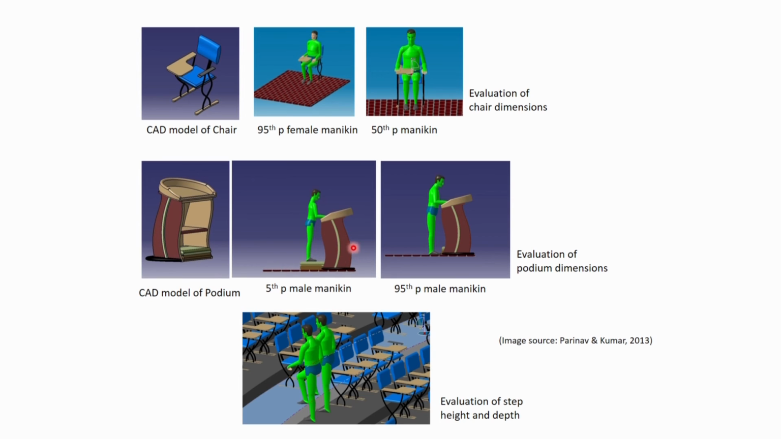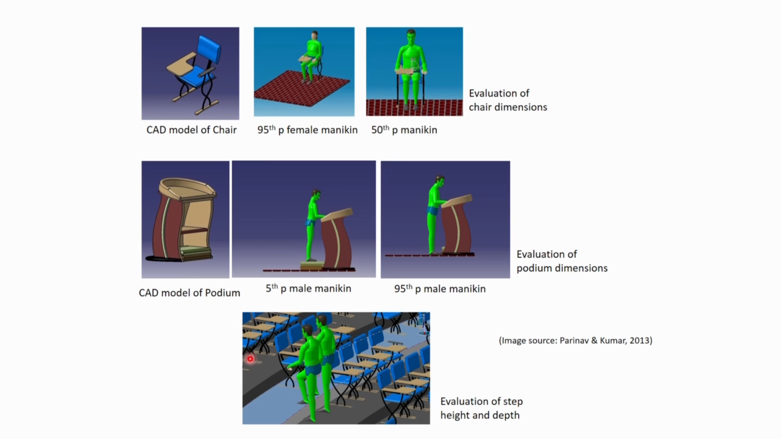For the 5th percentile model, as shown here, the 5th percentile mannequin or 5th percentile people can use this type of step or platform to achieve the optimal height of the podium. But larger people can directly stand on the dais surface.